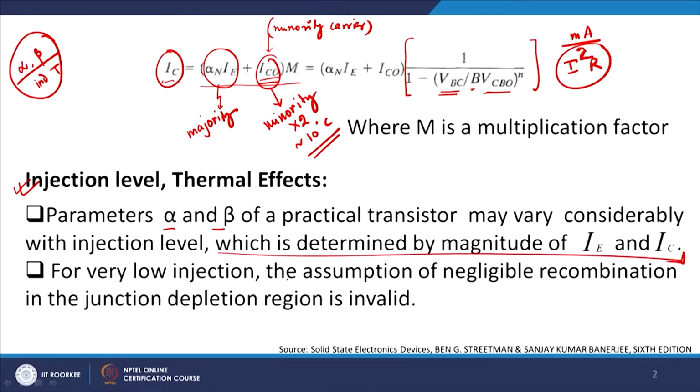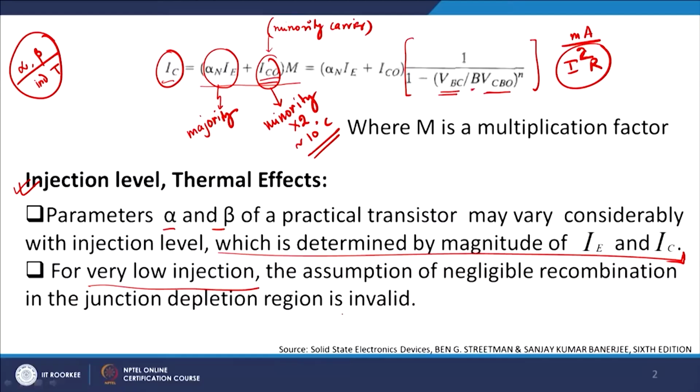Now, at very low levels of injection, what does it mean? Low level of injection primarily means that your bias is so small that even in an NPN transistor, the number of electrons being injected onto the base side is very small. Then we define that to be a very low level of injection. Now, the assumption of negligible recombination in the depletion region is invalid.